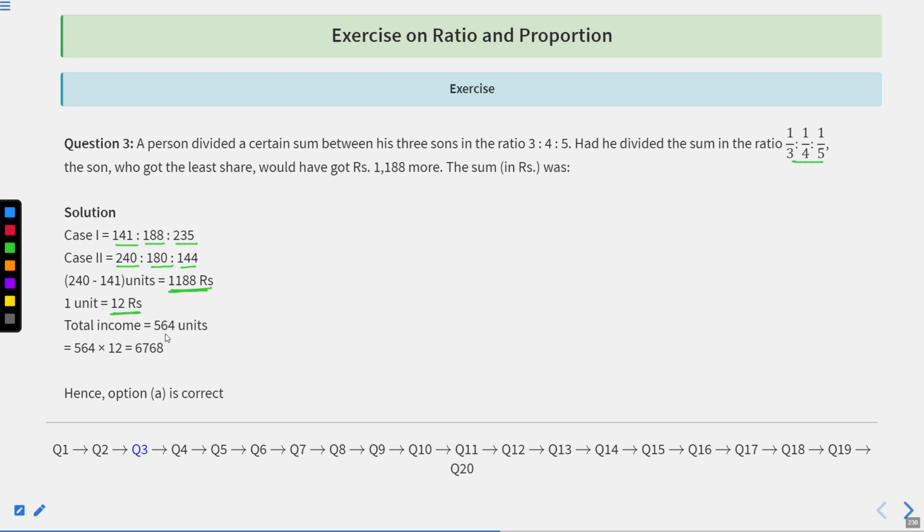So the total income is equal to 564 units. So if you multiply it by 12, because there are total 12 units, so you will get 6,768 rupees. So the correct option here is option A.